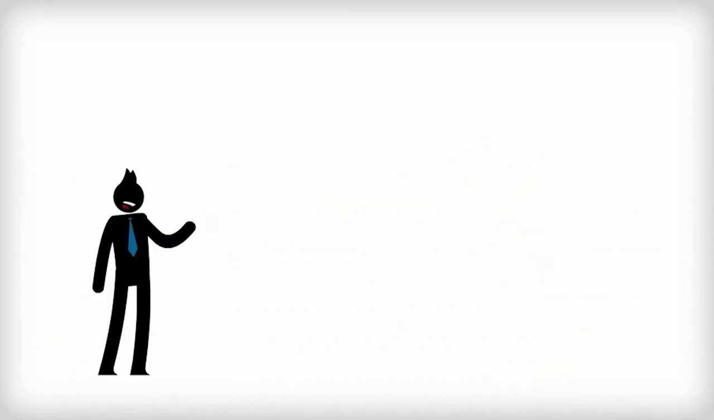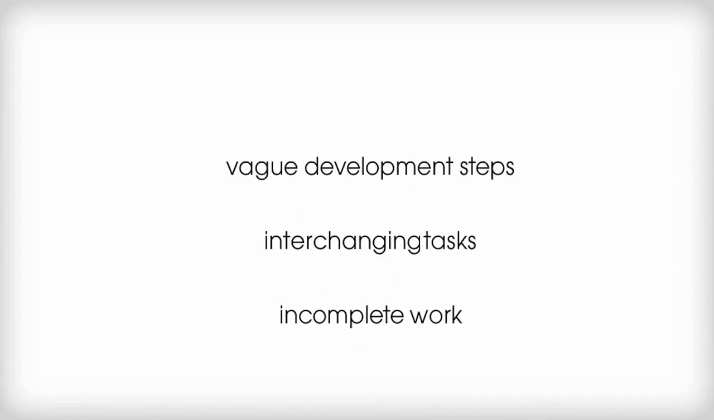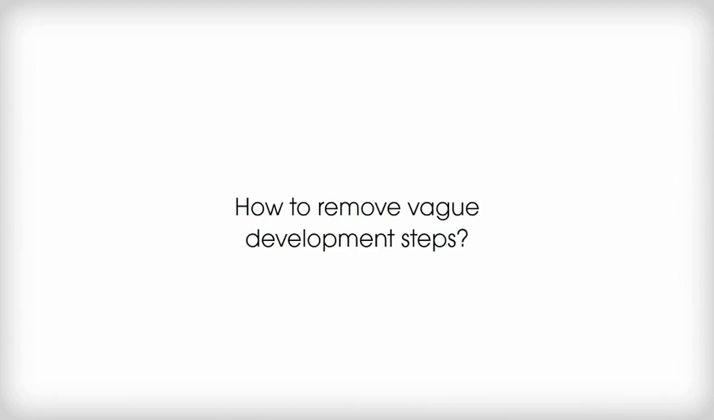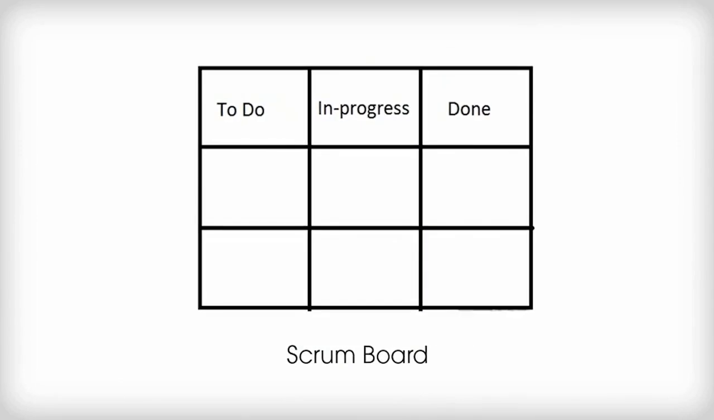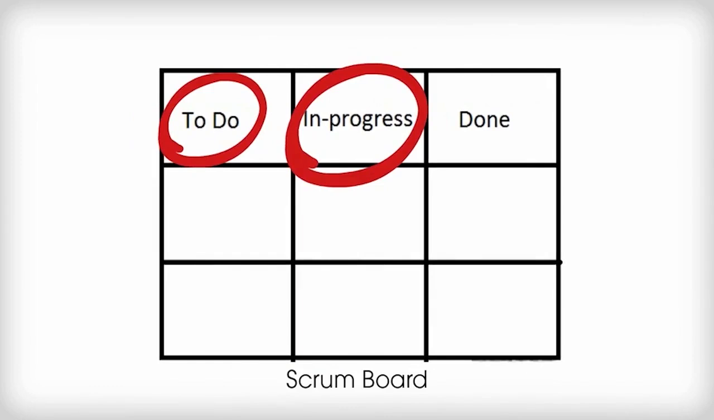Here we have to point out some of the drawbacks that can arise in Scrum, so we can fix them using Kanban. Some of the drawbacks can be vague development steps, interchanging tasks, and incomplete work. How do we remove vague development steps? Let's look at a simple Scrum board, which is similar to the Kanban board, but without the limitation on items or story points in the in progress or WIP column that one finds in the Kanban board. The main columns in the Scrum board are to do, in progress, and done.